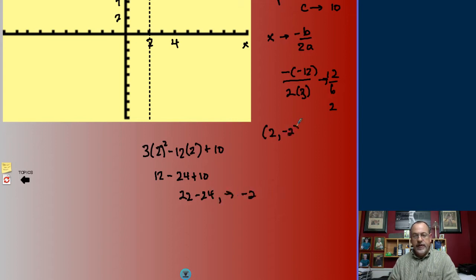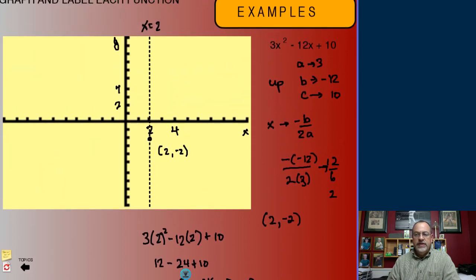So 2, negative 2 is my axis of symmetry. So over 2 down to negative 2. So here's my vertex. So I want to label my vertex. Okay, so that's the second thing. The next thing is to graph the y-intercept, and that is going to be the number 0 and then the constant here, which is 10. So 0, 10 is my y-intercept. So over here it's 0, 4, 5, 6, 7, 8, 9. So right up here, 0, 10 is my y-intercept.